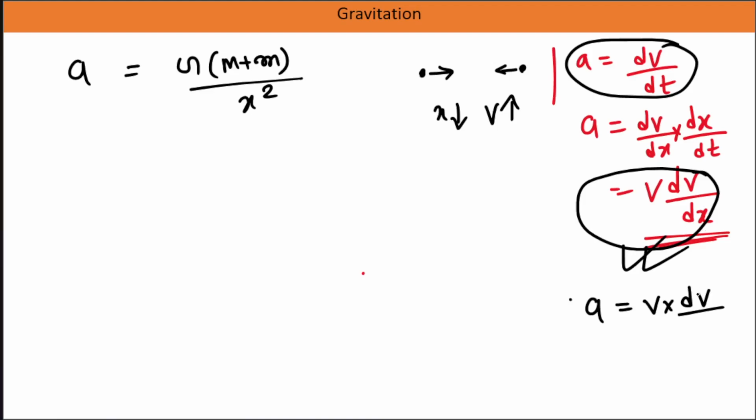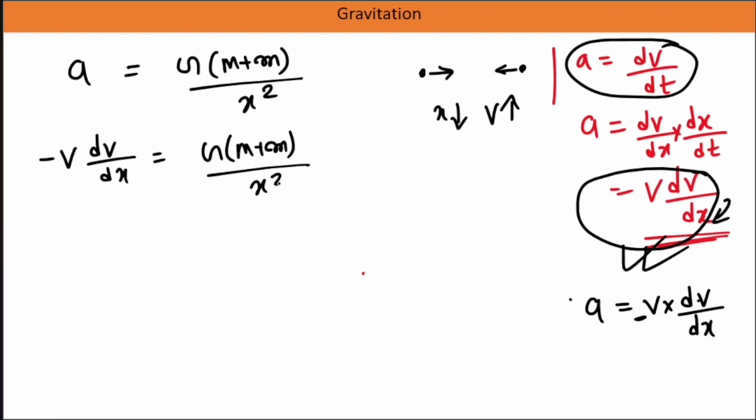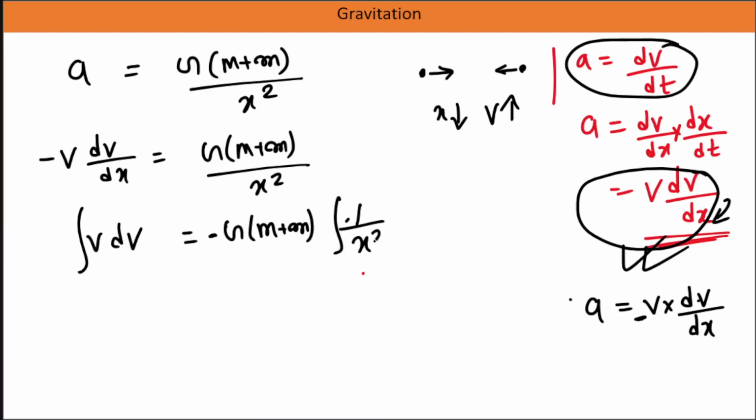And dv here is positive, right? dx is inherently negative because x is decreasing with the time. And in order to make this acceleration positive, you need to give here negative sign. So यहाँ पे मैं लिखूंगी minus v dv by dx. And this I will write as gm plus m by x square. अब आप प्रॉपरली इसको इंटीग्रेट करो. सो v dv आप एक साथ ले लो and then this constant term you take it out of the integration sign and then put your negative sign and then you are left with what? 1 by x square dx.